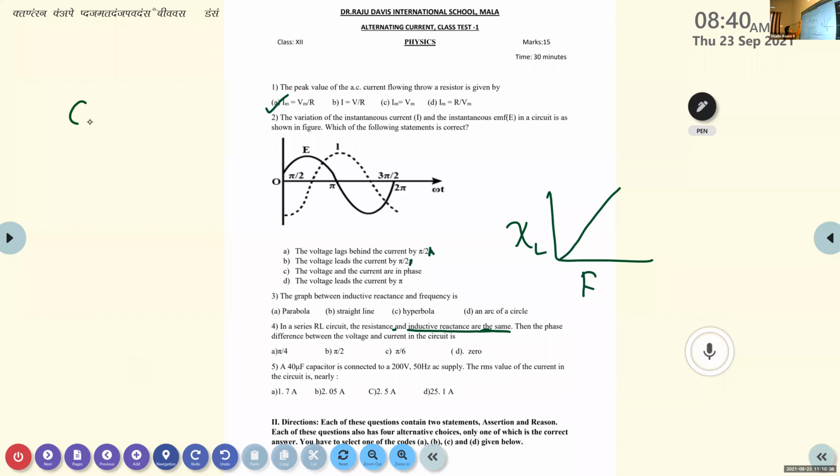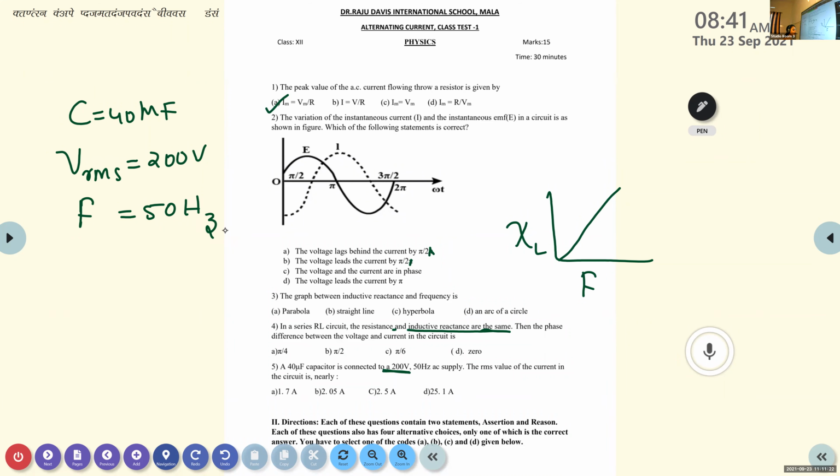Here C is given, C is equal to 40 microfarad, and 200 volt. What does this 200 volt indicate? Is it instantaneous voltage or RMS voltage? It is a 200 volt, 50 hertz AC supply, so it is the RMS value, VRMS. VRMS is equal to 200 volt, and the frequency is 50, F is equal to 50 hertz.